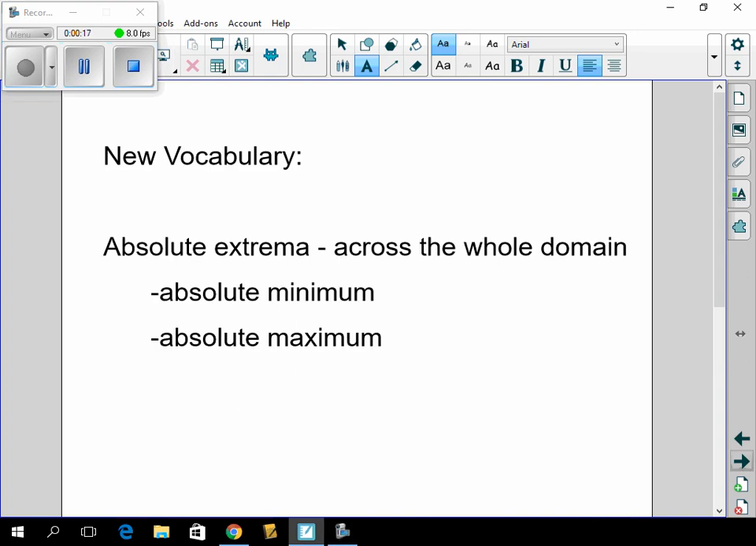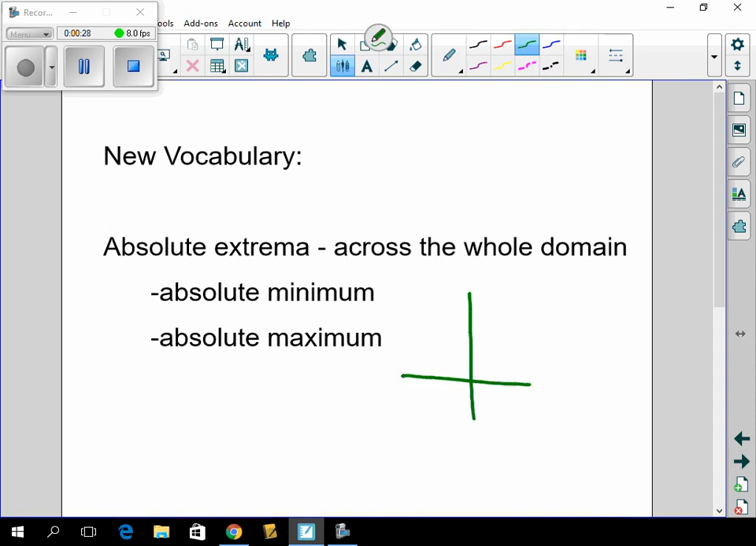So absolute extrema are basically absolute minimums and maximums. They're across the entire domain. So if I'm looking at a parabola, I know that my parabola is going to continue to go up. So in this case, this parabola doesn't have an absolute maximum, but it has an absolute minimum right at the bottom because it's not going to get any lower on its domain.